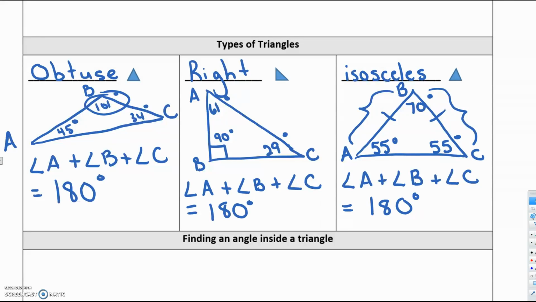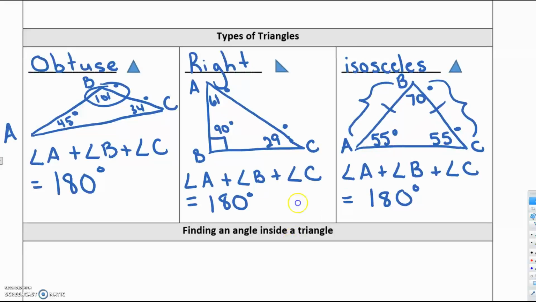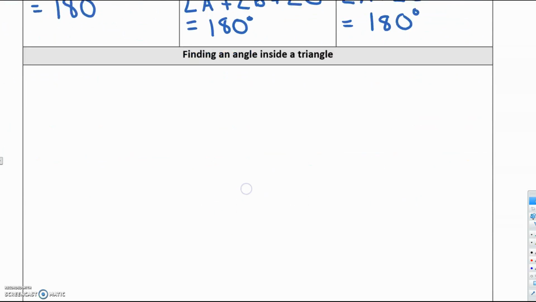Now, that's kind of an easy example, just knowing that anytime you add them all up, but sometimes they're not going to give you all three, and they're going to ask you for the missing one. So right down here in this box, we're just going to do an example together. We can use the relationship to determine the third angle in a triangle when we know the other two angles. So let's start by drawing our triangle here.